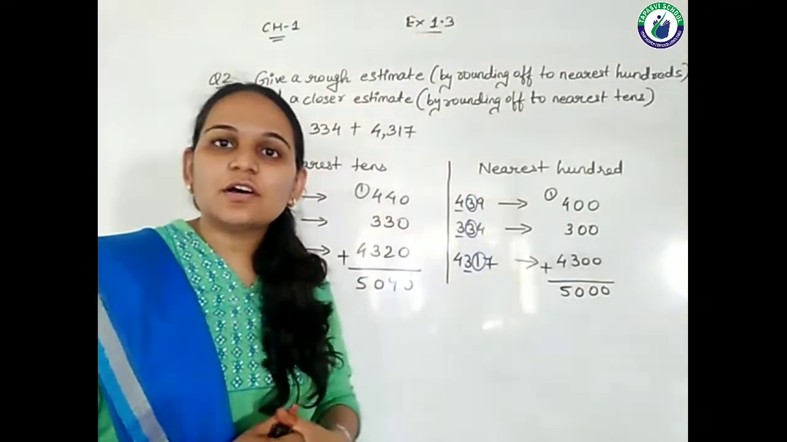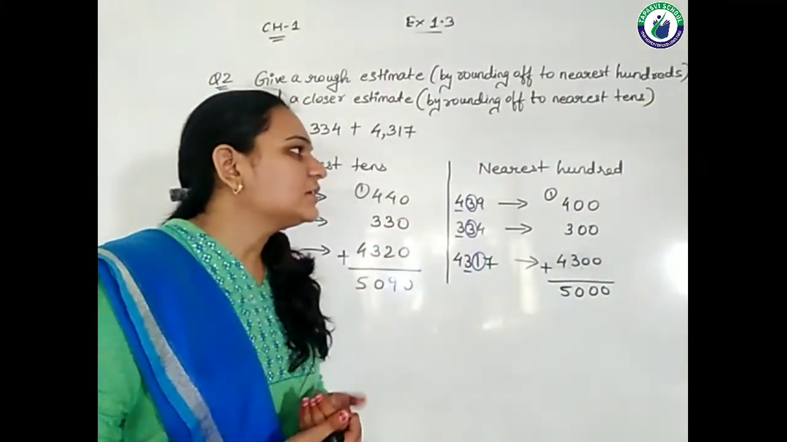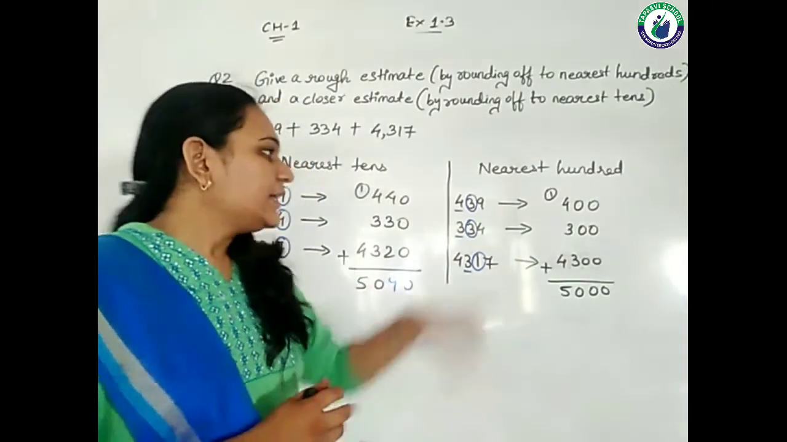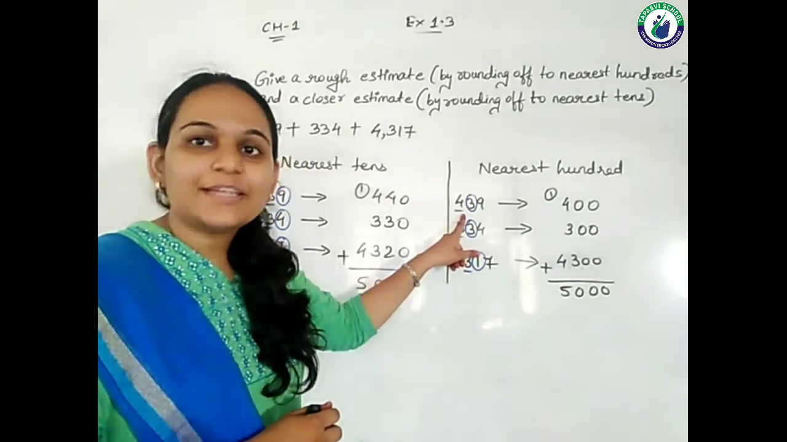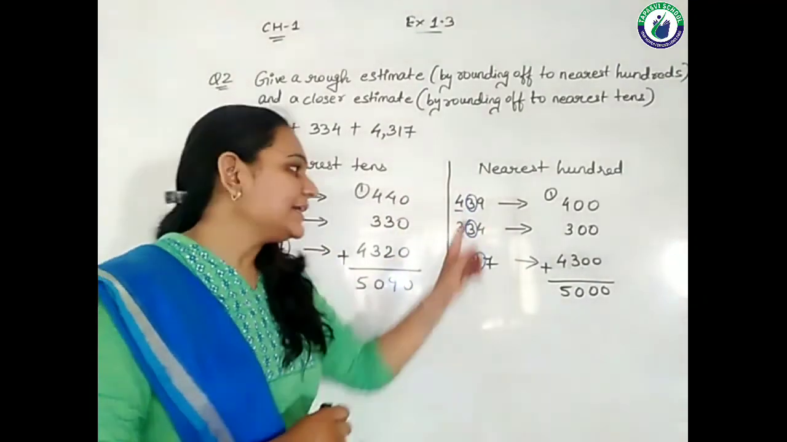Now see on to the 100 side also, students. 439. If you want to round off the number to the nearest 100, so 100's place digit is this 4, right? And the digit which is going to help, that is the tens place digit, so that is 3.